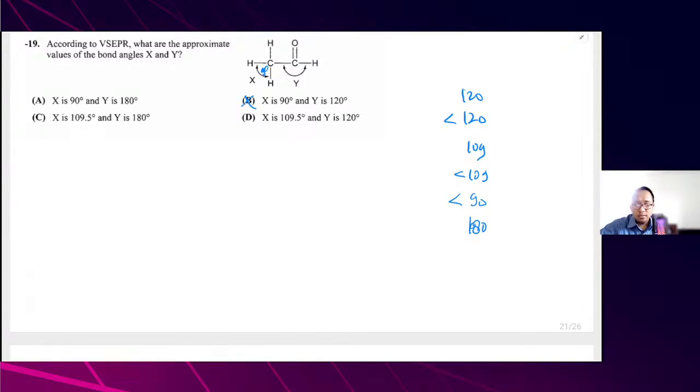So the answer, number 19. Number 19. Why?